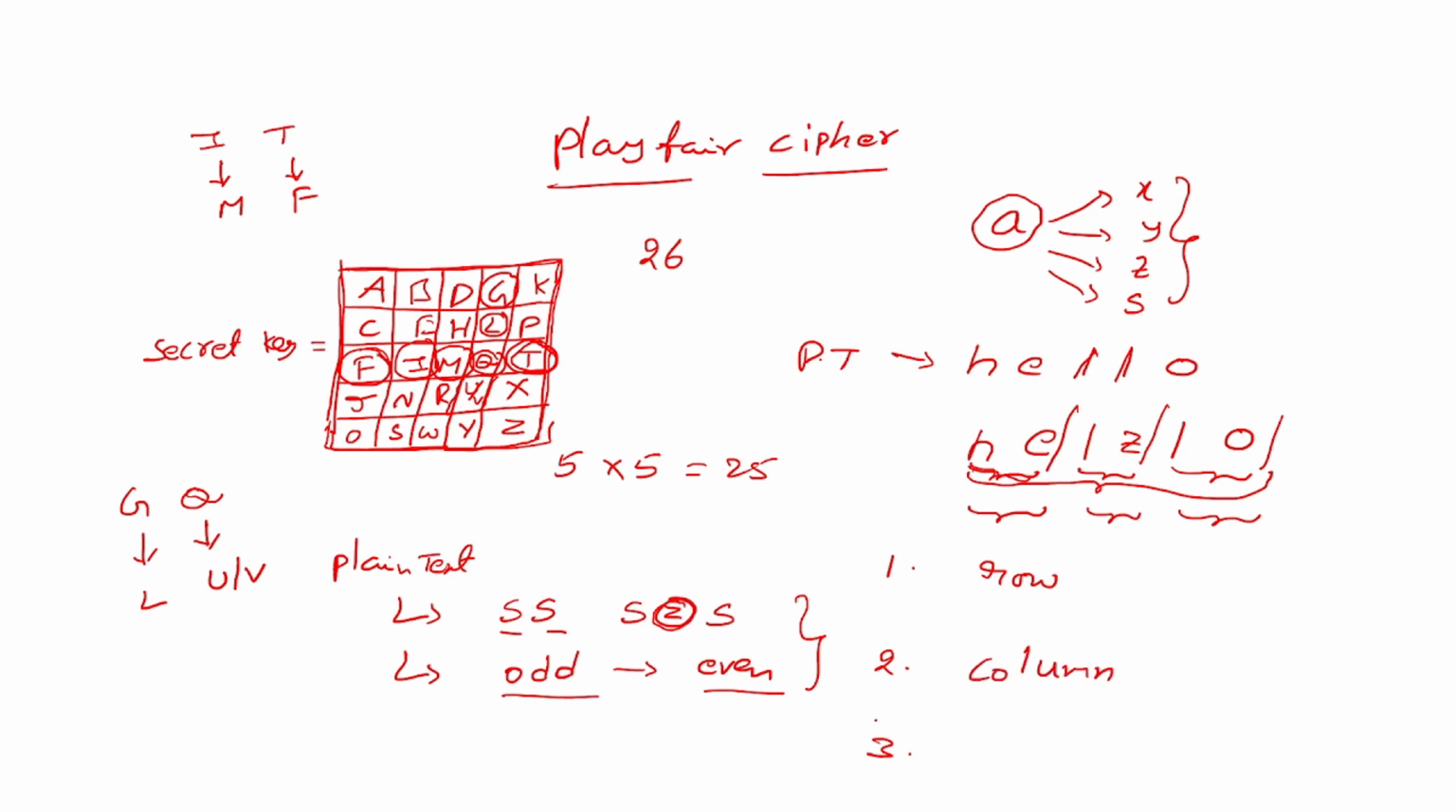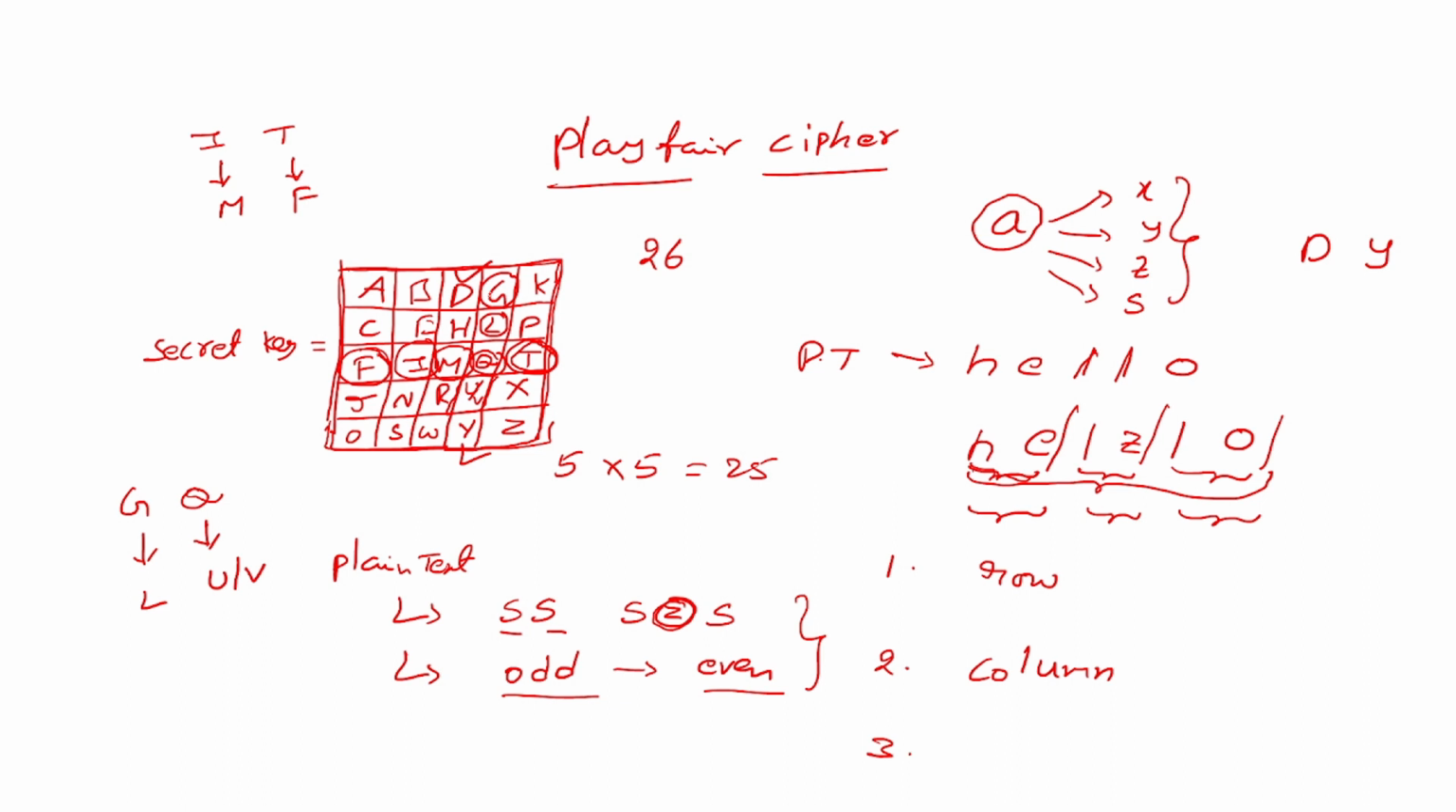And the third rule: if the two characters in the pair are not in the same row or the same column, then we need to take the character in the same row as one character and in the column of the other character. That is the cross section of the row and column. Suppose, for example, the two characters are D and Y. Both are not in the same row and not in the same column.